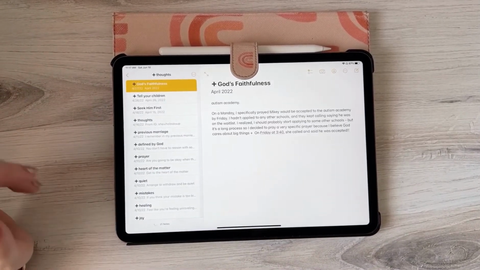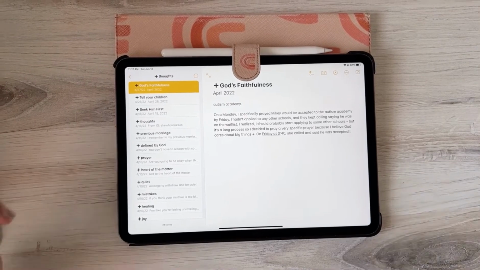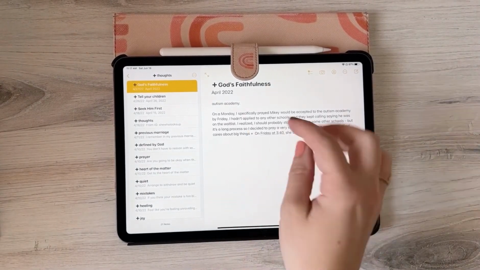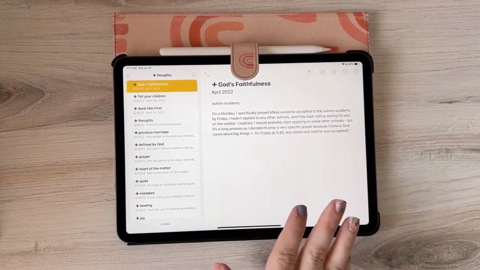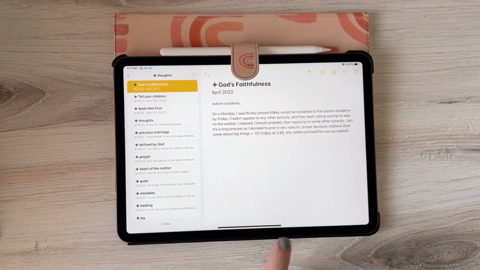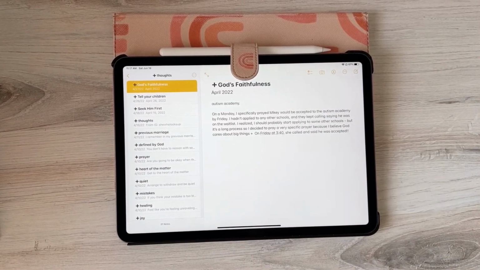These are thoughts. Again, this is God's faithfulness. I wrote April 2022, and a lot of this will be transferred into my journal. So this one in particular, I specifically prayed for my son to be accepted to this autism school, which is kind of hard to get into. And I specifically prayed that he would get accepted by Friday. And I prayed this on a Monday.